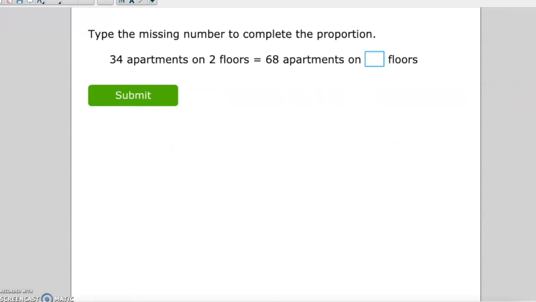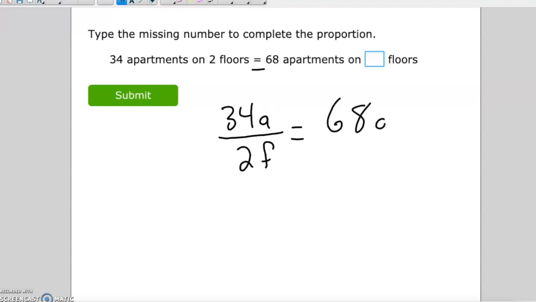And you're going to see some bigger numbers like this on your IXL. So 34 apartments on 2 floors. Okay, equals 68 apartments on blank floors.